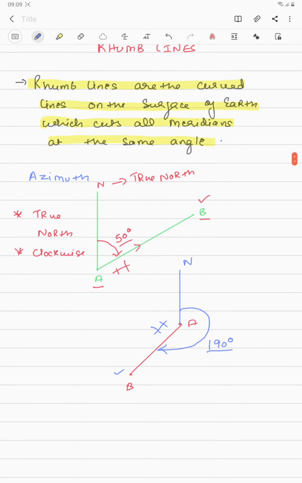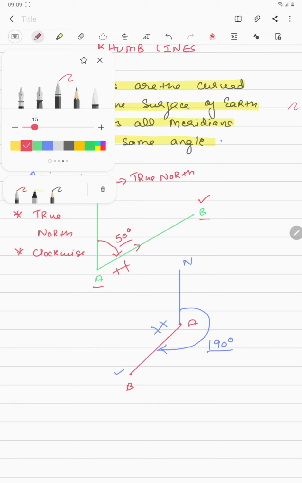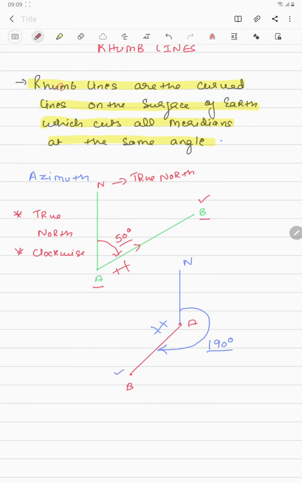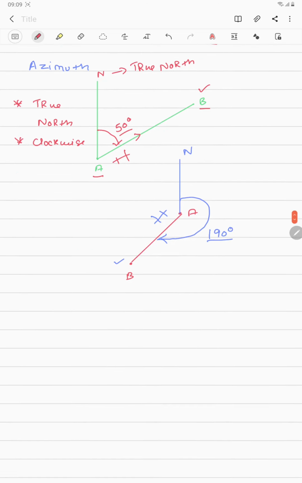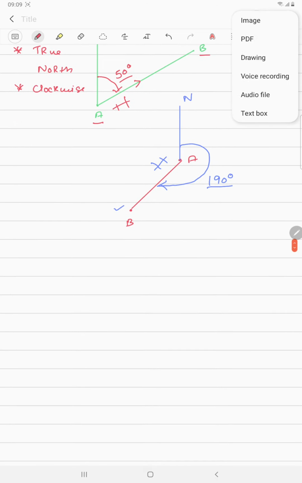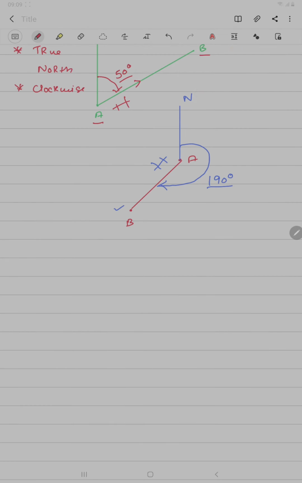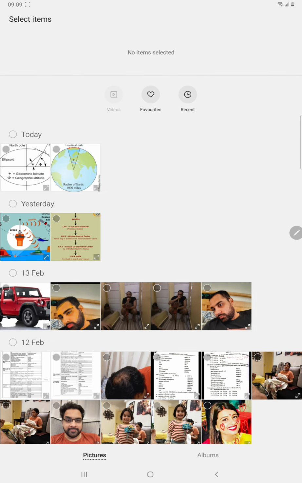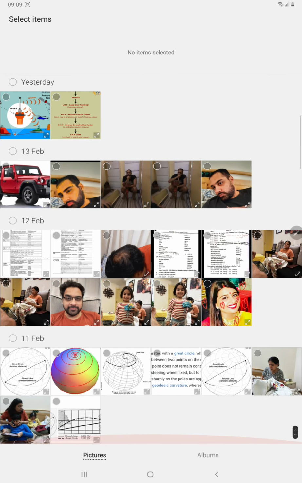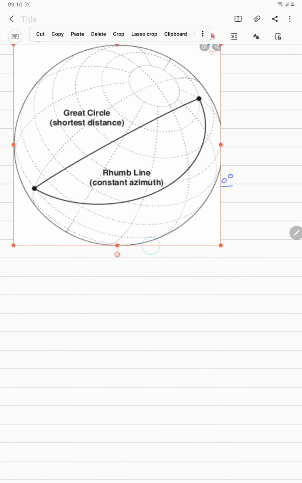So now see, let us just go back to our definition of the rhumb line. So the rhumb line, as I have told you, is a line. Rhumb lines are the curved lines on the surface of the earth which cut all the meridians at the same angle. Okay, at the same angle. So now we will understand this definition. So guys, I'm going to add one image for you so that you can understand it better. Okay, so let's just add an image.